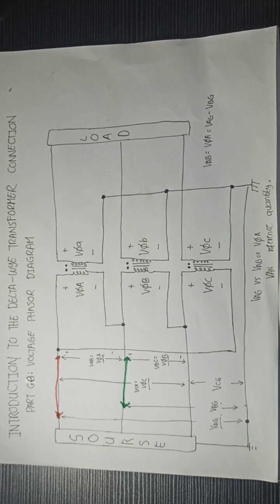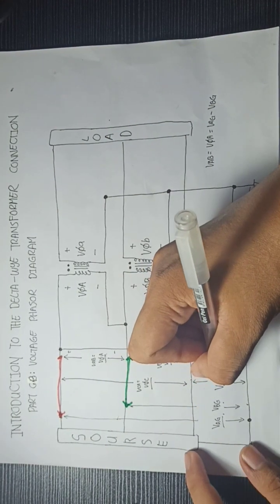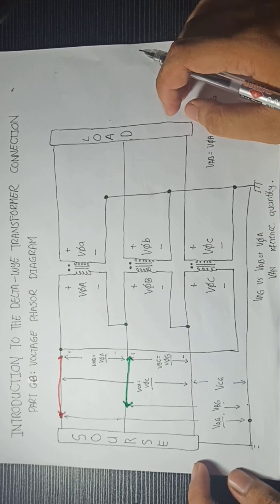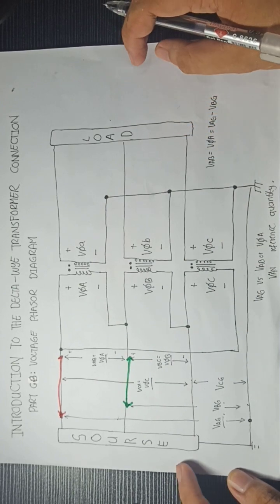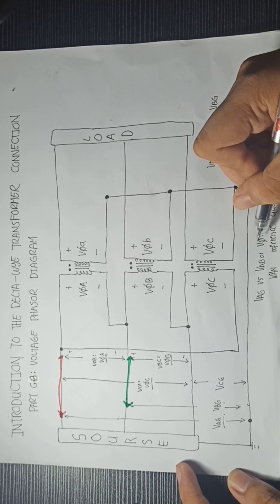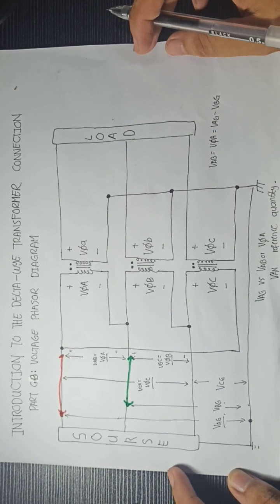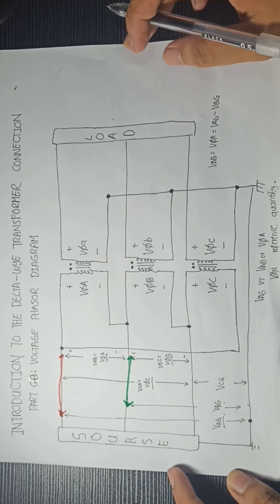In this part, we're going to continue our discussion on the voltage phasor diagram for the delta transformer connection. In part 6A, we set up our voltage phasor and defined VAG, VBG, and VCG. We also said that there is a difference between VAG versus VAB or the phase A voltage, and that is the key to understanding voltage phasor for delta connection.